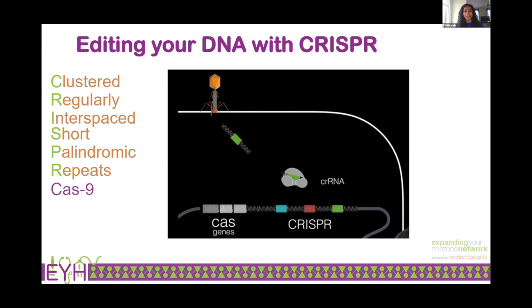To counter that, the bacteria takes a little piece of that viral DNA sequence and inserts it into its own genome, or in the CRISPR array, seen there in the colored boxes. So the CRISPR system becomes like a history of past infection.